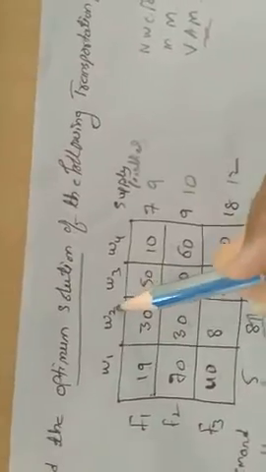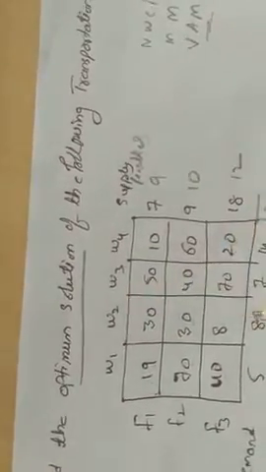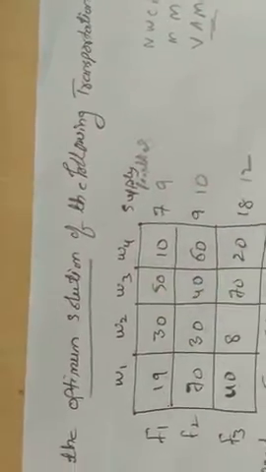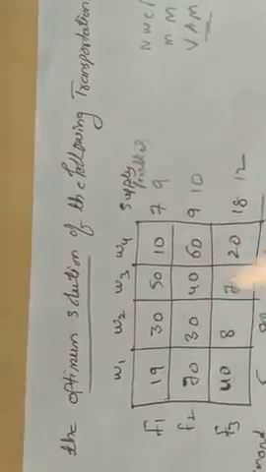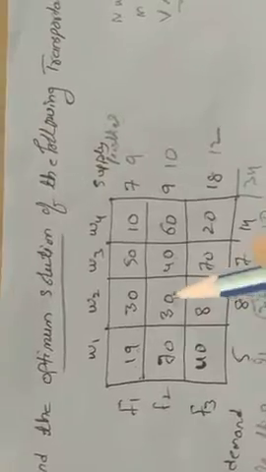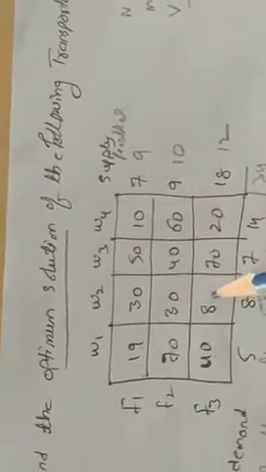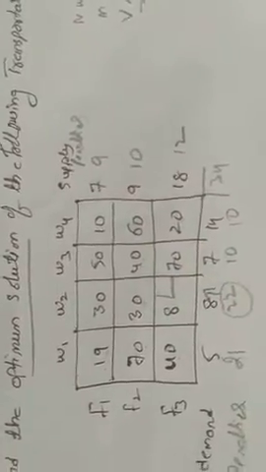Now observe in which row and column we got the largest penalty element: the W2 column. Under the W2 column, which is the smallest cost element? 8 is the smallest cost element.